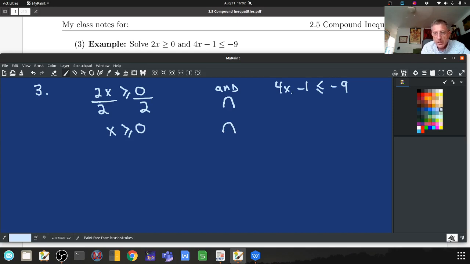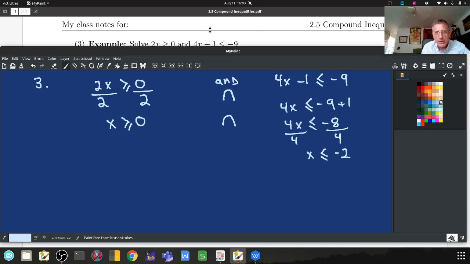And I'm going to solve this one over here. So for 4x, I'm going to move the negative 1 to the other side. It becomes a positive 1. So I have 4x is less than or equal to minus 8. It doesn't matter that the constant term is negative. What matters is the coefficient on the variable x. So that gives me x is less than or equal to minus 2.